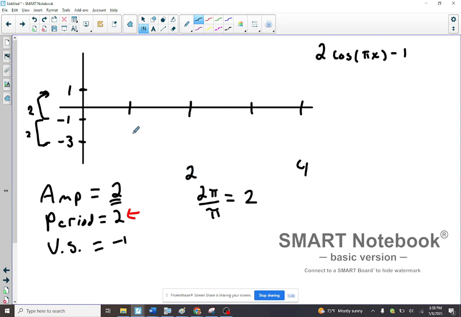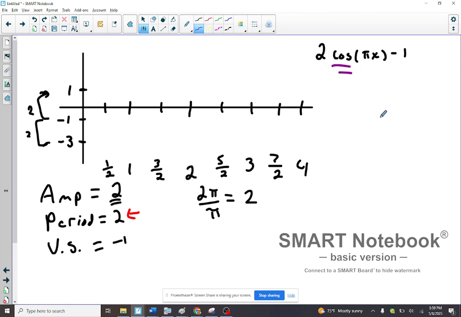So 2, 4, I cut it in half, 1 and 3, and I cut it in half one more time, so I'm going to get quarters effectively. So 1 half, 3 halves, 5 halves, 7 halves. You could put 3.5 if you want or whatever. I don't care.